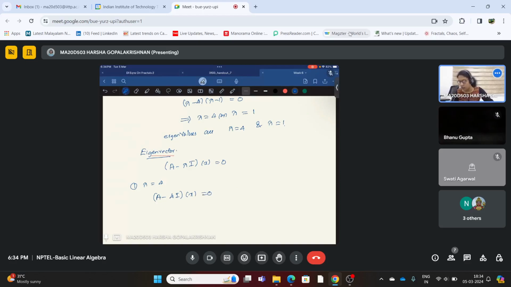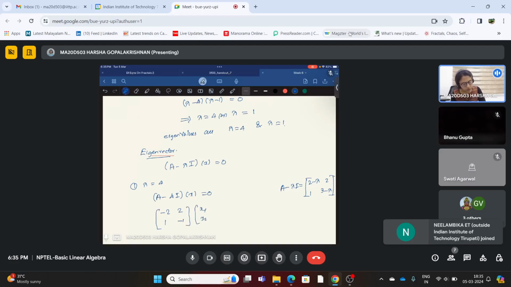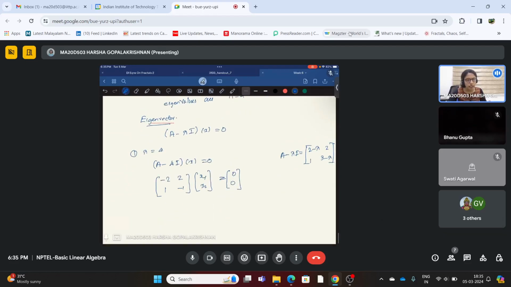Our A minus lambda I was the matrix with rows 2 minus lambda, 2 and 1, 3 minus lambda. So this was our A minus lambda I matrix. So A minus 4I means what we will get? Rows minus 2, 2 and 1, minus 1, times x1, x2 equal to 0, 0. So we need to solve this homogeneous equation to obtain the solution.